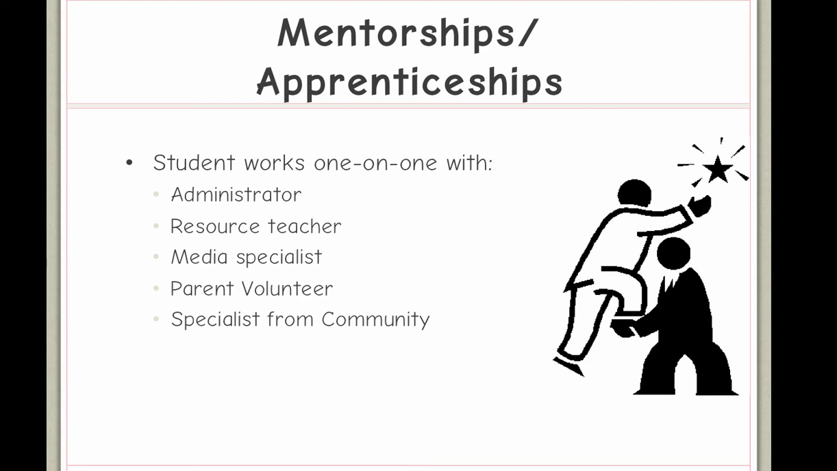And that, by the way, your mentor or apprentice could be online. We have lots of opportunities for kids to Skype with experts. I've done that also, where we couldn't arrange it in person, but we could do it through technology.